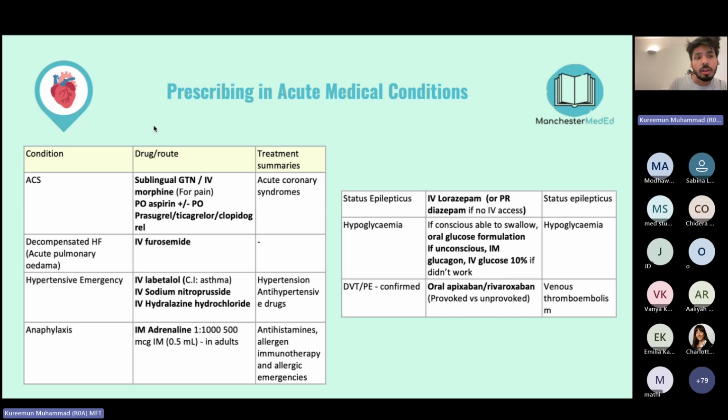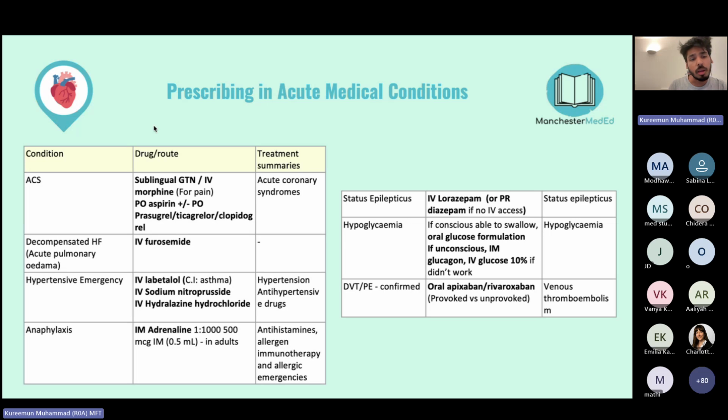The last one, well, there are a lot of acute medical conditions, but this one is DVT or PE, for which you would use oral apixaban or rivaroxaban. Basically, the length of the treatment depends on whether it is provoked or unprovoked. I think for provoked, you need to give that drug for 3 months, while if it is unprovoked, it will be 6 months. So now I've gone through those conditions.